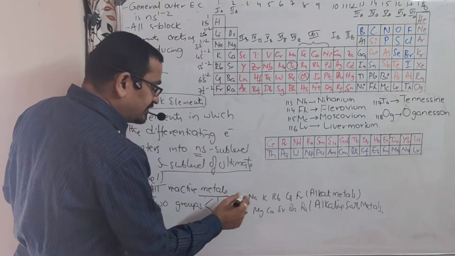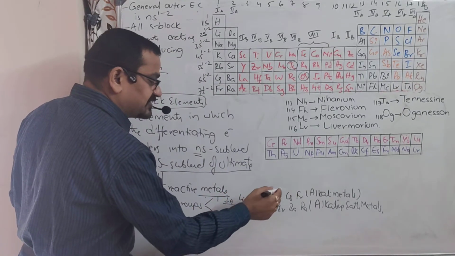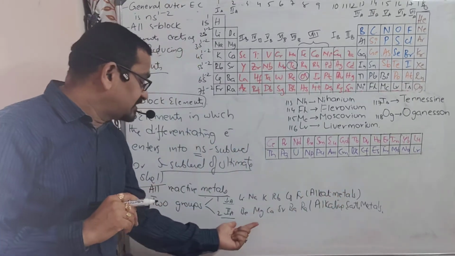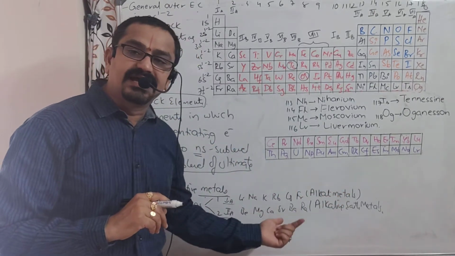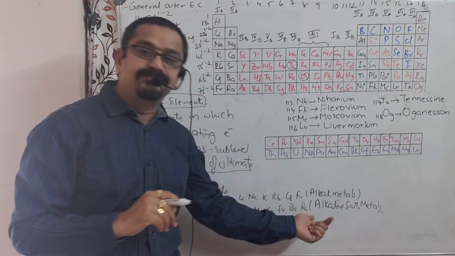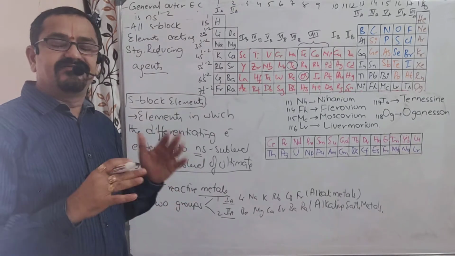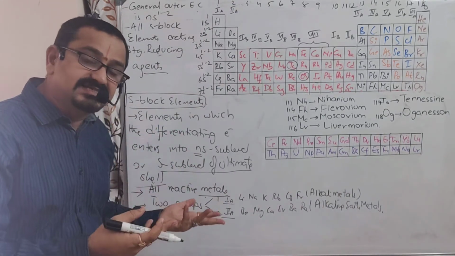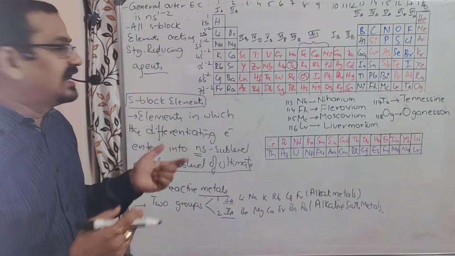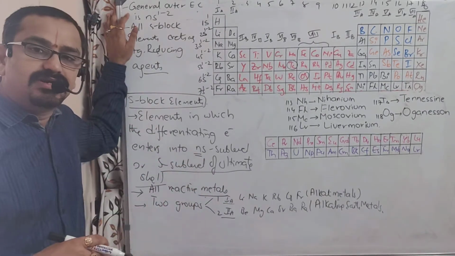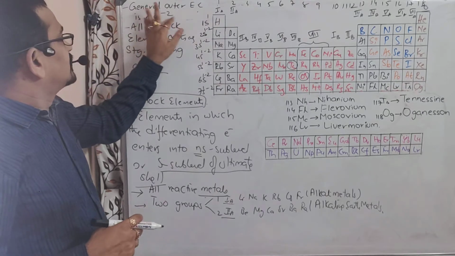So the members of the 1A group are lithium, sodium, potassium, rubidium, cesium and francium, called alkali metals. The members of the 2A group are beryllium, magnesium, calcium, strontium, barium and radium, called alkaline earth metals. They were called so because when these metals or their oxides are dissolved in water, they form basic hydroxides which are alkaline in nature. And their general outer electronic configuration is ns1 and ns2.